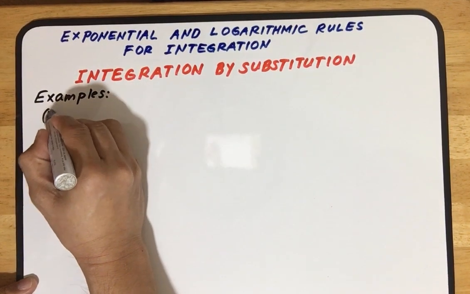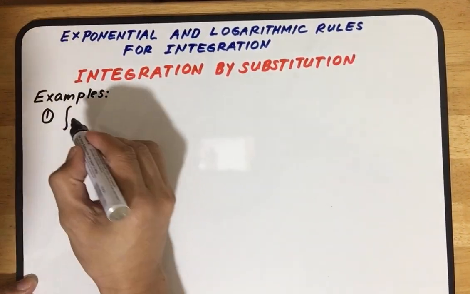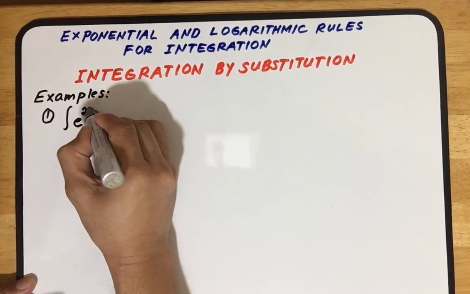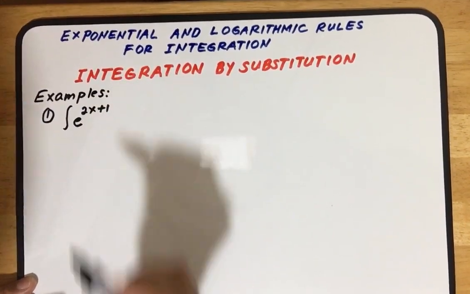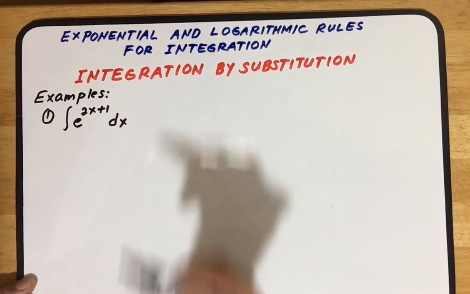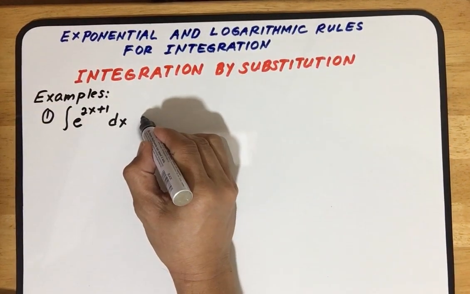example number one, the integral of e to the power 2x plus 1 times dx. Okay, so how will we solve this problem?